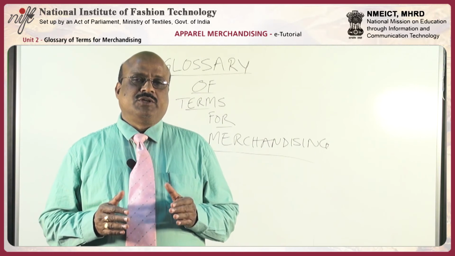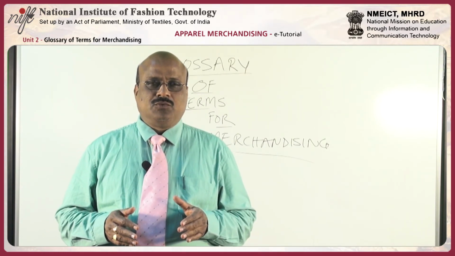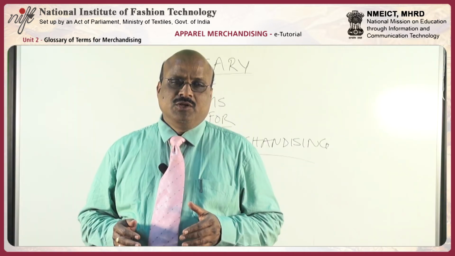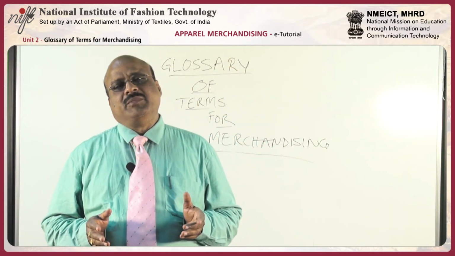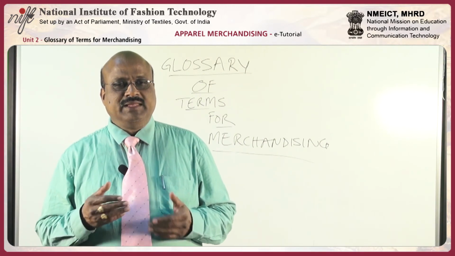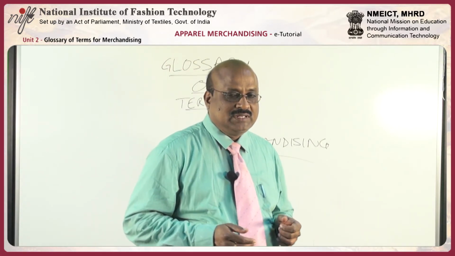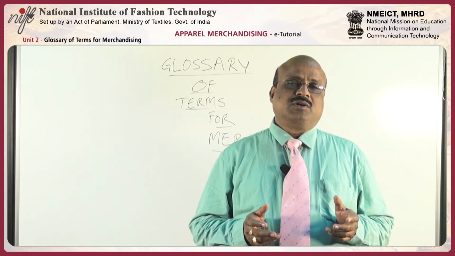The next term is short merchandise. So, what is short merchandise? Merchandise purchased in limited quantities, generally in extreme sizes, to fill an assortment, or also items of purchase that through error were not included in the customer's package or were missing in the shipment from the vendor. So, short merchandise is the merchandise purchased in limited quantities, maybe to fill some gaps in the assortment or to buy some extreme sizes. So, for that purpose the orders placed are called short merchandise.